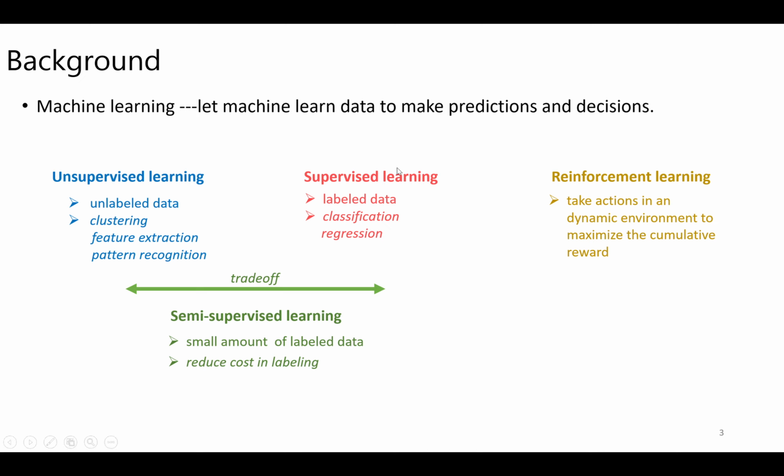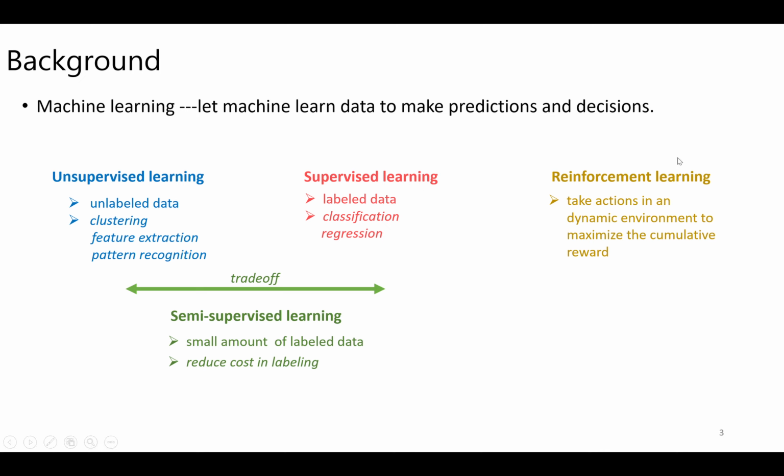The next one is supervised learning. It uses labeled data for solving the classification and the regression problems. Between these two concepts, here's a trade-off named semi-supervised learning. It permits a small amount of labeled data to help reduce cost in labeling and to solve the problem when there is not enough labeled data for supervised learning.